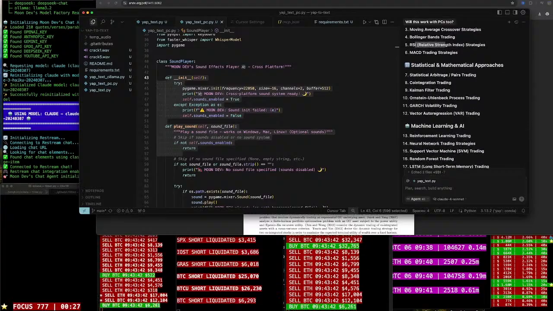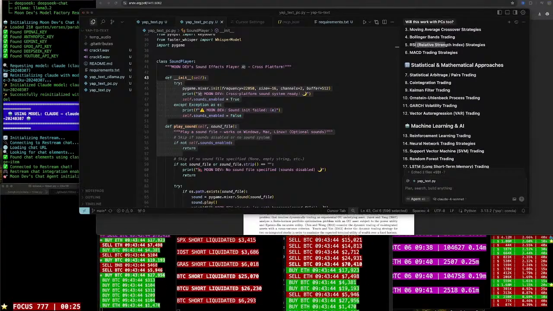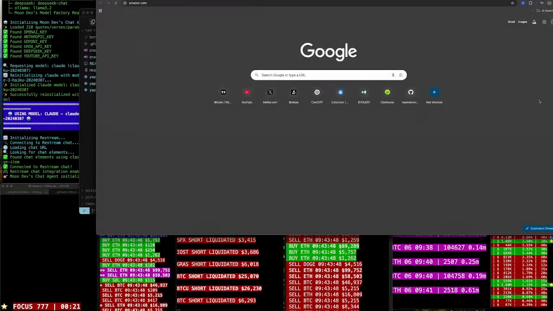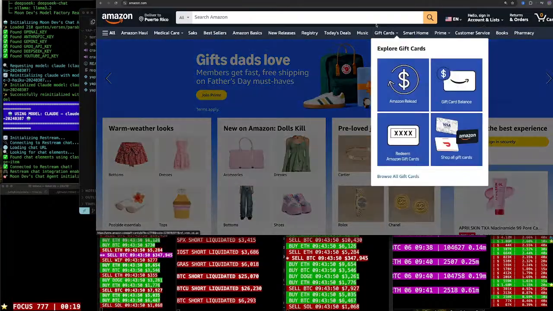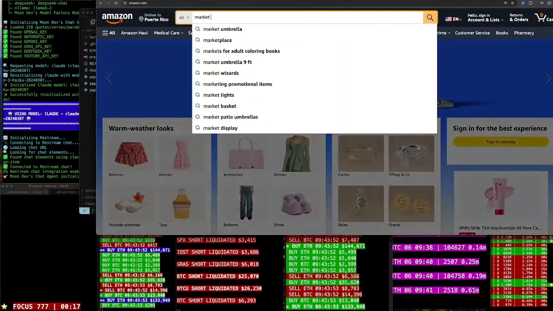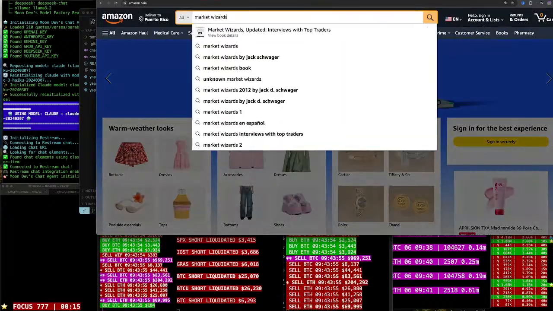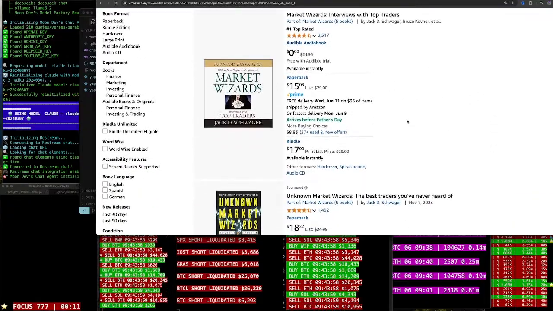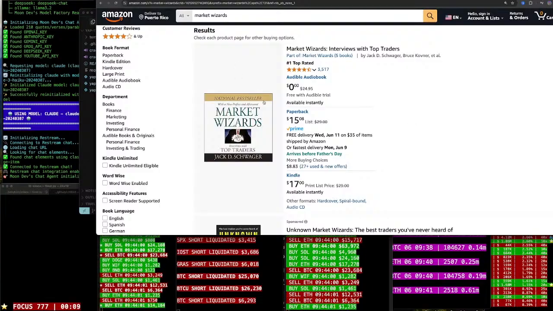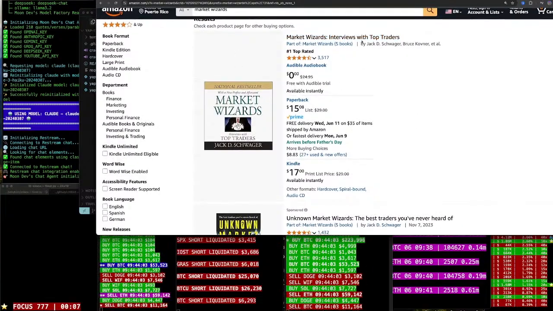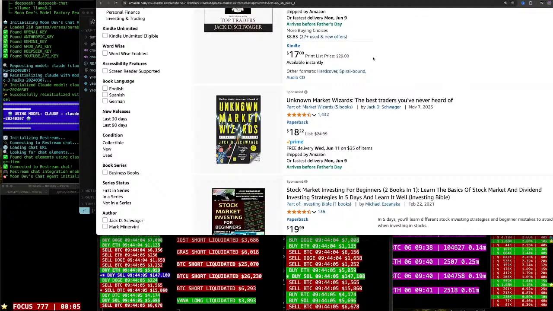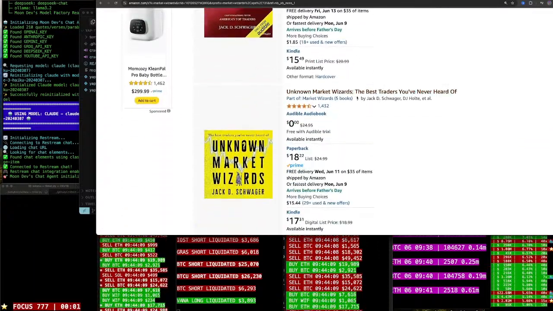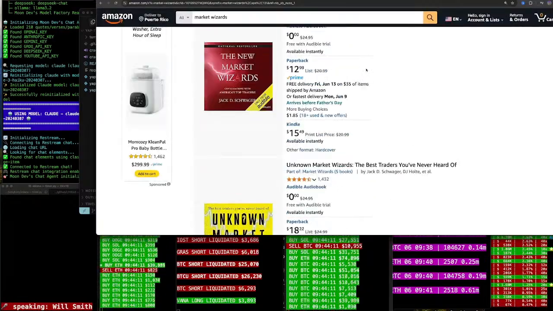And then here's a bunch of books that you can look into. Market Wizards is a really good one. So let's go to Amazon here. Market Wizards, there's actually 4 or 5 of them. Definitely got to read these books, man. If you want to hear from probably 50 great traders, Market Wizards, interviews with top traders, they have maybe 3, 4, maybe 5 of these books. Really great.